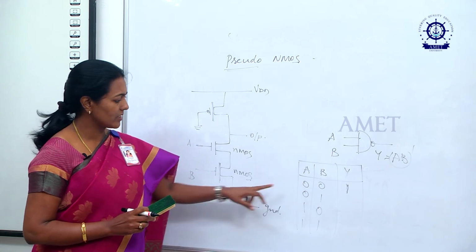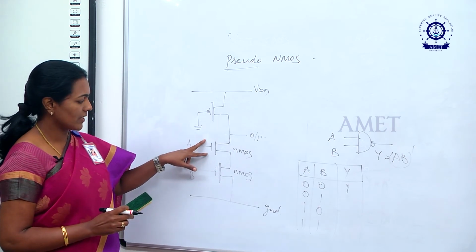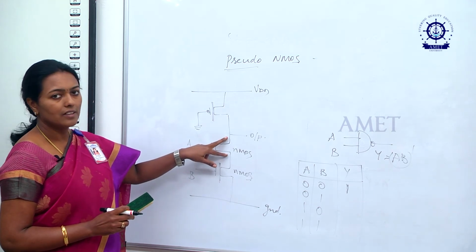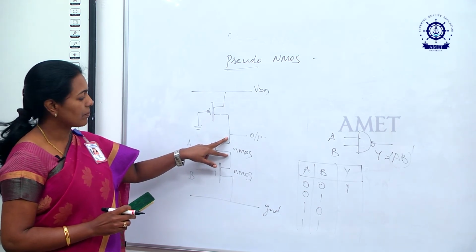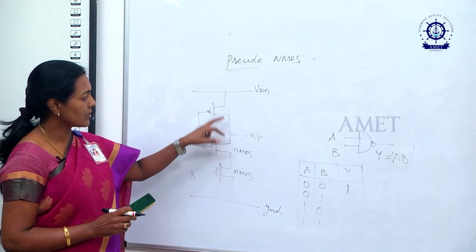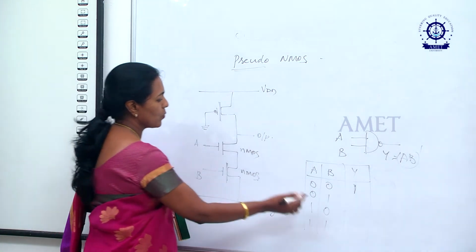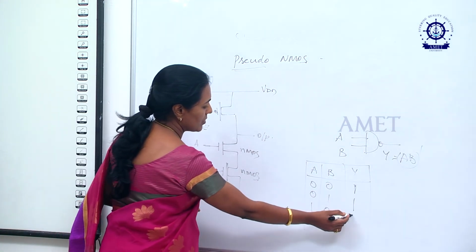In the second case, when A is equal to 0, this will not conduct. B is equal to 1, this conducts, but naturally there must be some gap, or it is open circuited. So, naturally the output will be established at this point. So, it is equal to 1. Even for the third case also it is 1.